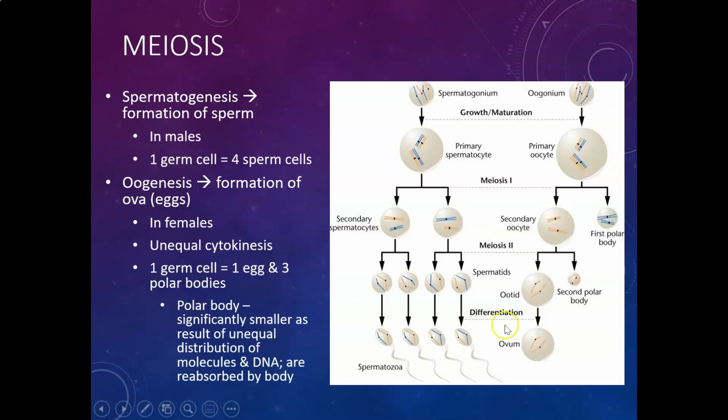What really looks different is the female version of this, the oogenesis, or the formation of the ova, or the egg. So while in the production of sperm, the cytokinesis is even, they take 1 parent cell, that germ cell, into 4 sperm. Females have to go through an unequal cytokinesis.